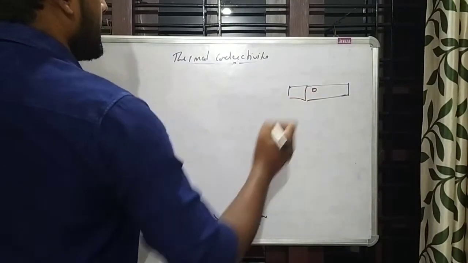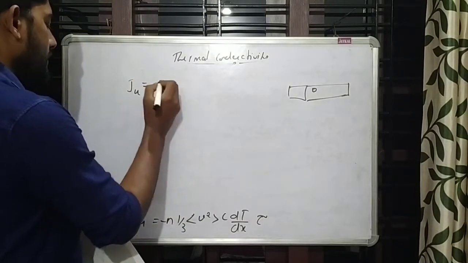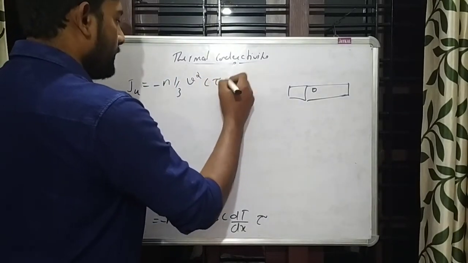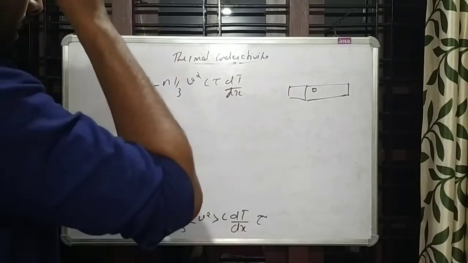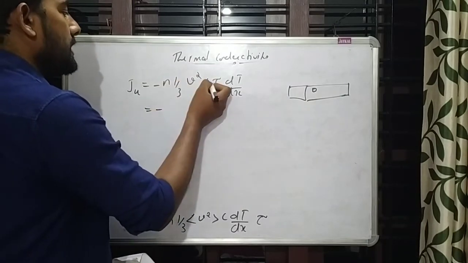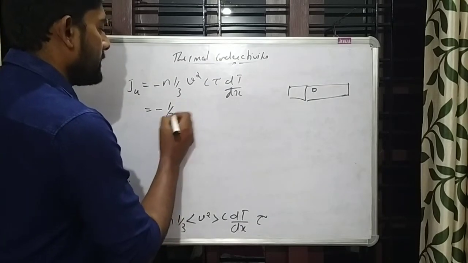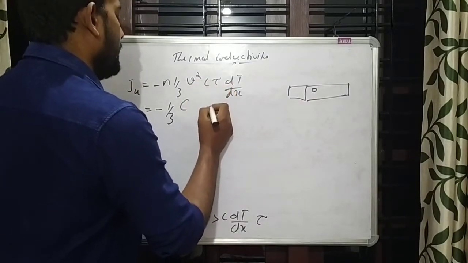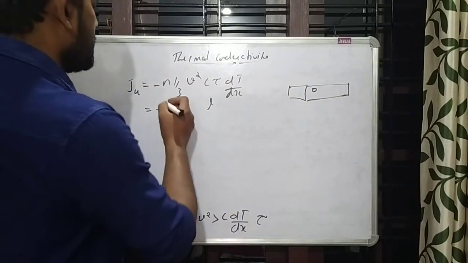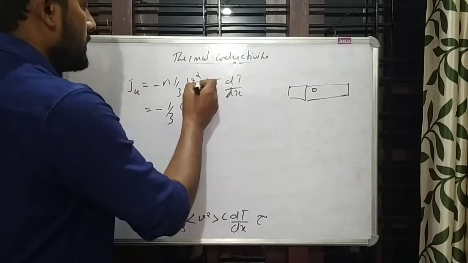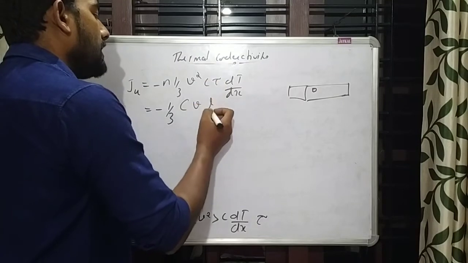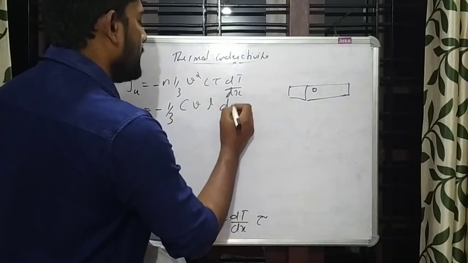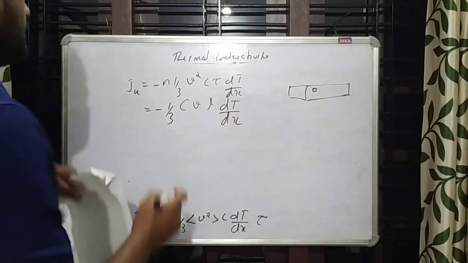For phonons, the velocity is taken as constant. So we can take Ju is equal to minus n into 1 by 3 v squared C tau into dT by dx. This is equal to minus n into C, number of particles into C, taken as capital C, 1 by 3 into capital C, and v tau, velocity into time, is taken as length L. So C into v into L, from the v squared one velocity is taken, velocity into time is length, and v is the remaining velocity term. So C v L into dT over dx. This is the flux Ju.